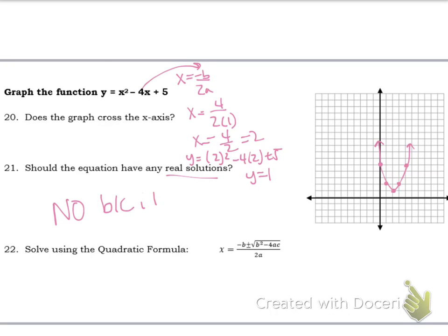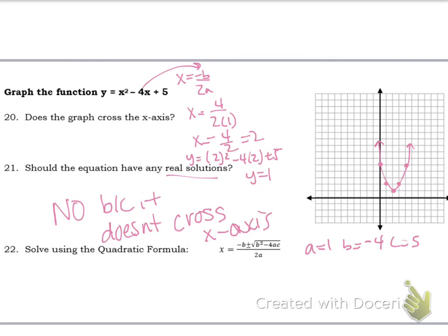No, because it doesn't cross the x-axis. So let's find what I actually get. My a is 1, my b is negative 4, and my c is 5. So I got x equals negative b, which is a positive 4, plus or minus the square root of b squared minus 4 times a times c, all over 2 times a. So I'm going to get x equals 4 plus or minus the square root of negative 4 over 2.